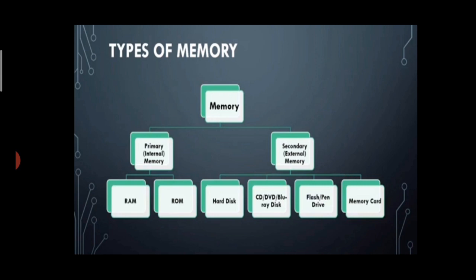And what are the examples of external memory? Hard disk, CD, DVD, Blu-ray disc, flash or pen drive, and memory card. So these are the examples of external memory. In the previous class we have already done with primary memory. In this session we will learn about hard disk, CD, DVD, Blu-ray disc, flash drive and pen drive, memory card. That means we will learn about external memory.